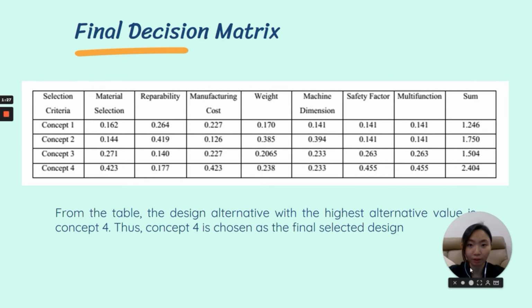This table shows the final decision matrix for our design. For the sum value for all concepts, the design alternative with the highest alternative value is concept 4. Thus, concept 4 is chosen as the final selected design.